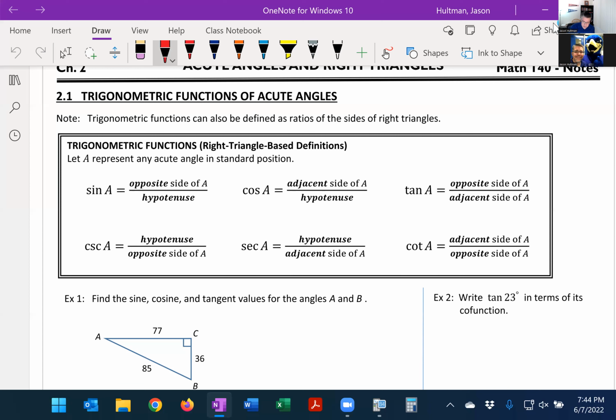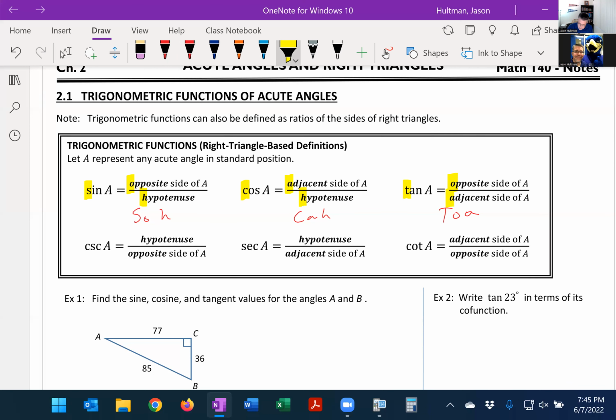A mnemonic device that we use in trigonometry is SOHCAHTOA. Okay, that's Native American for right triangle. It's not, I'm just kidding. Okay, SOHCAHTOA. The S is sine, and that is opposite over hypotenuse. So that's the SO. Cosine is adjacent over hypotenuse, so that's the CA. And the tangent is opposite over adjacent, or the TOA.